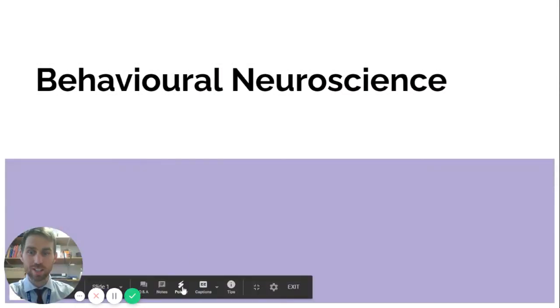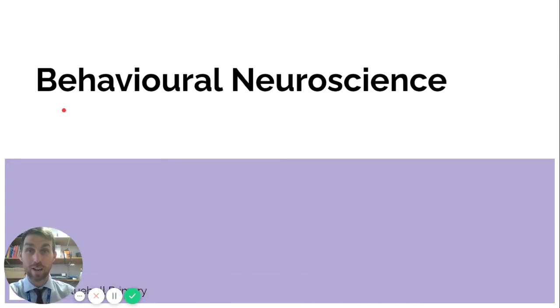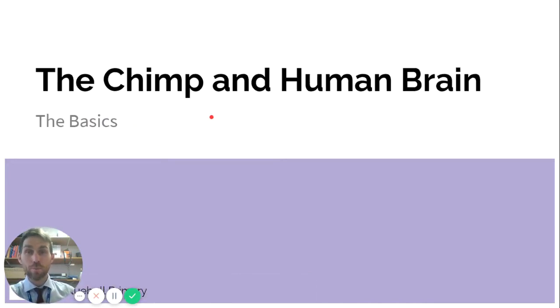This week, I am going to go back to our favourite topic, behavioural neuroscience, and I'm going to see how much of this stuff you guys can remember. So, the first thing we're going to talk about is the chimp brain and the human brain.